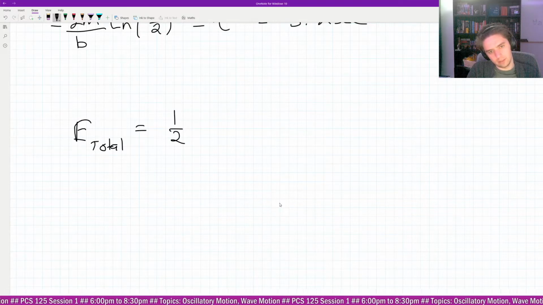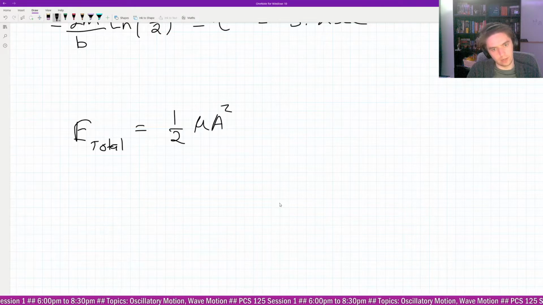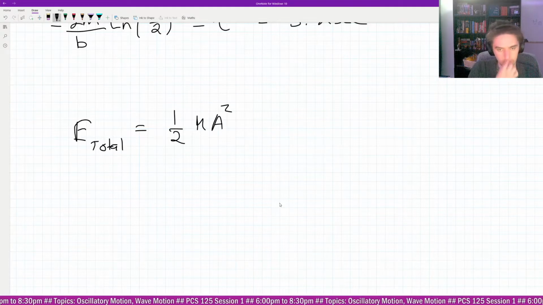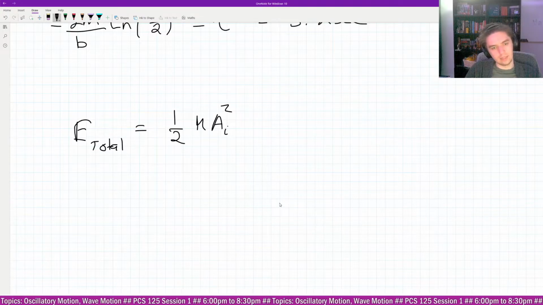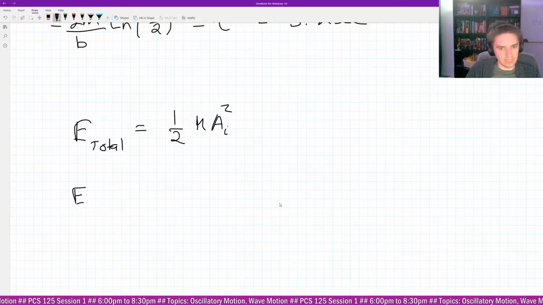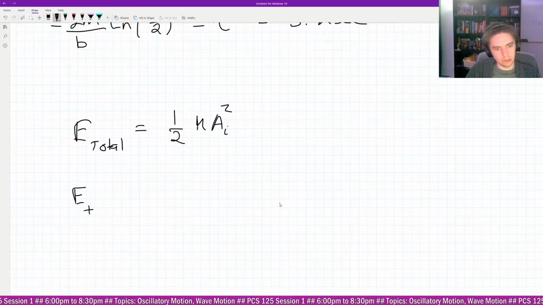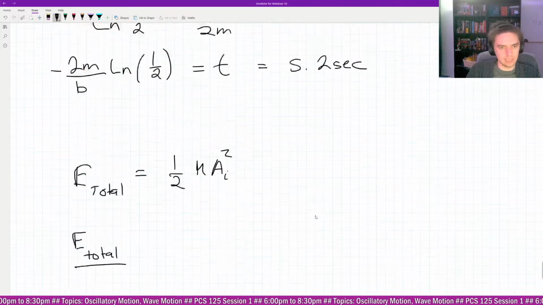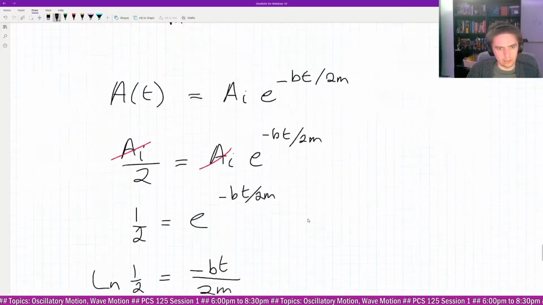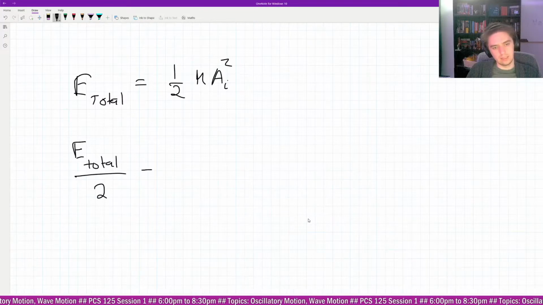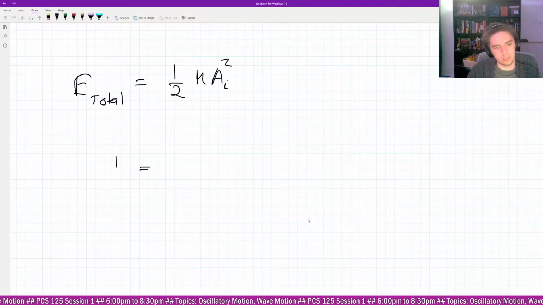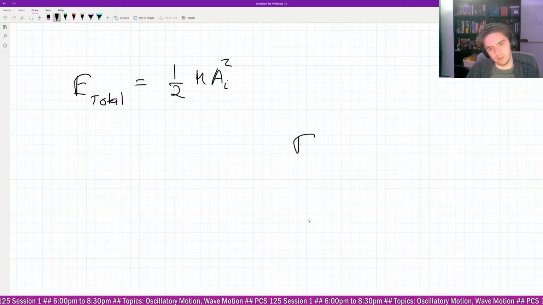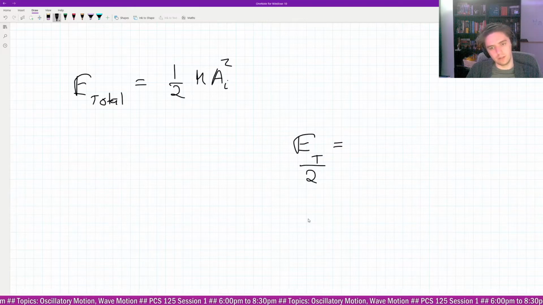The total mechanical energy equals 1/2 k A squared, that's how much is coming in. We'll call it A_i squared. And we want to know for what value of t the total mechanical energy is half, so we want E total over 2. I should be clear, I'm not continuing on from the previous problem; this is the second equation. We're looking for E_T over 2, and for what value of t, as a function of time.